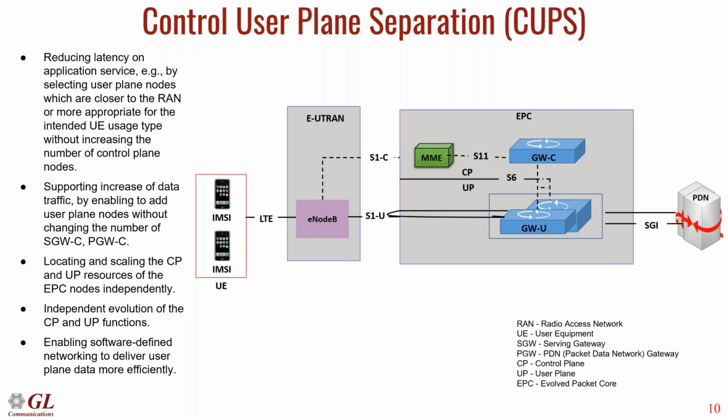So it supports increasing data traffic by enabling you to keep adding user planes as the speed requirements and the number of subscribers increase. And you could easily locate and scale the control plane and user plane independently based on demand.